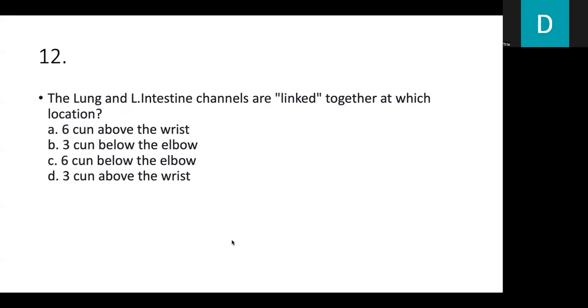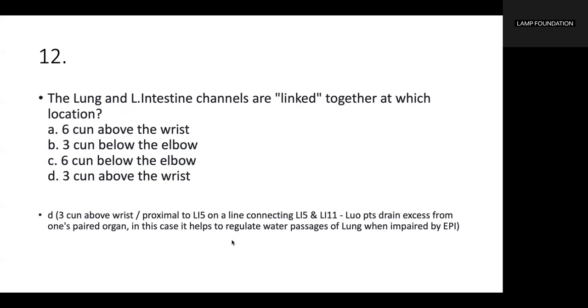Number 12, the lung and large intestine channels are linked together at which location? Letter D, three cun below the wrist. This is proximal to LI5 on a line connecting LI5 and LI11. And we all know that lower points drain excess from the paired organ, no? So in this case, the paired organ is the lung. It helps to regulate water passages of the lung when impaired by external pernicious influences.